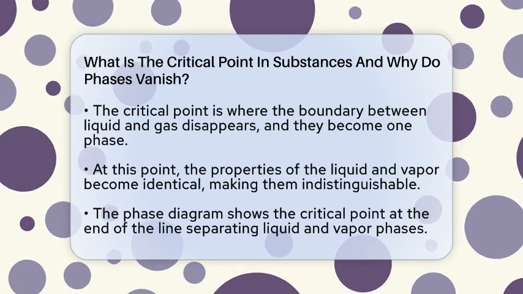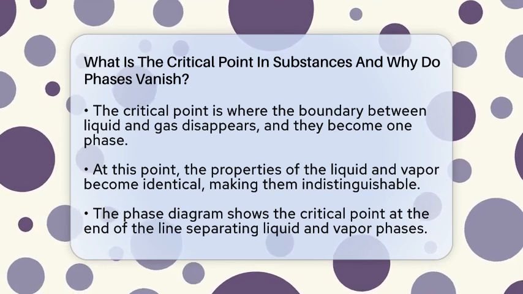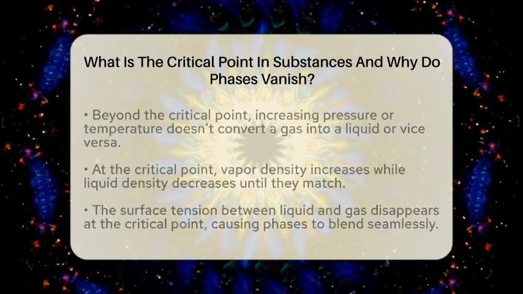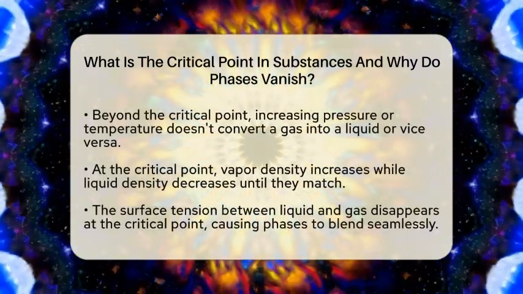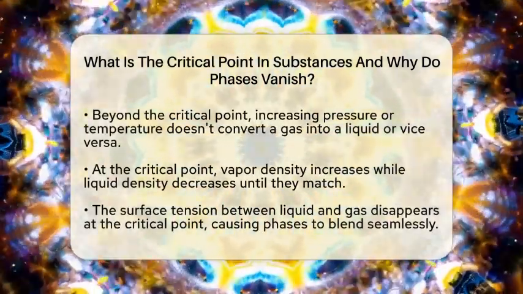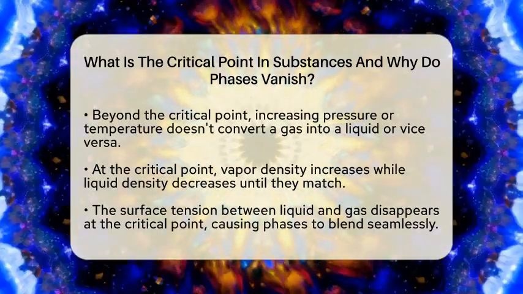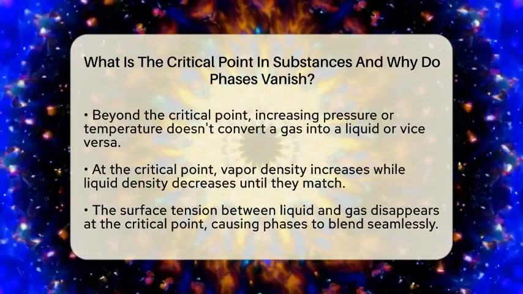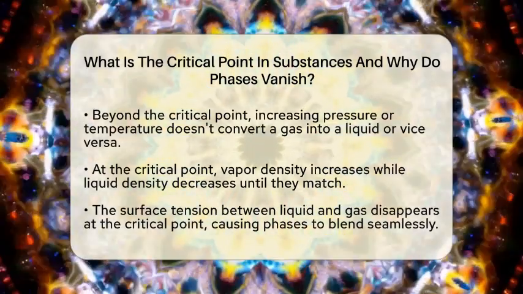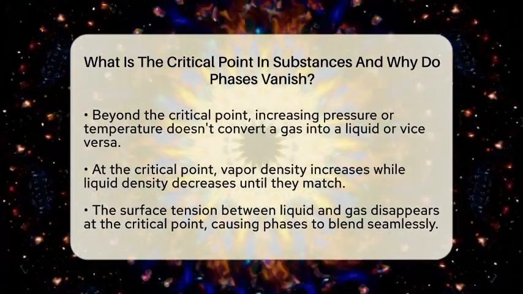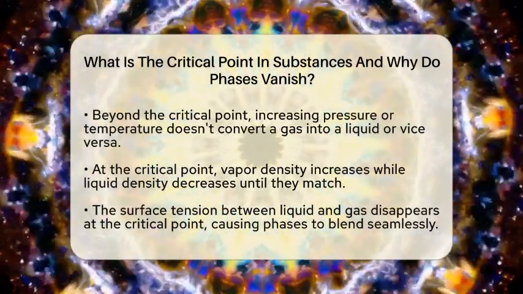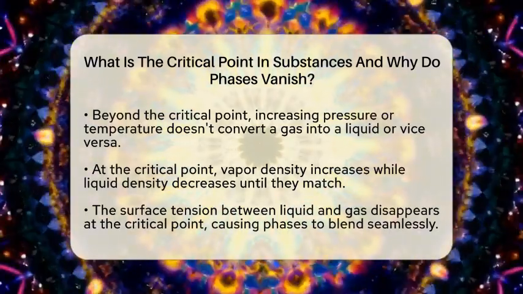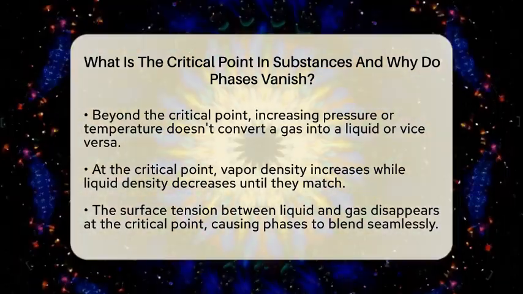For example, water freezes into ice or boils into steam at specific temperatures and pressures. These changes happen along lines on a phase diagram. The critical point is at the very end of the line that separates the liquid and vapor phases. Beyond this point, increasing pressure or temperature doesn't turn a gas into a liquid or vice versa because the physical properties of the two phases start to match. Their densities, for instance, become the same, meaning the molecules are packed in similar ways whether they are in a liquid or a gas state.